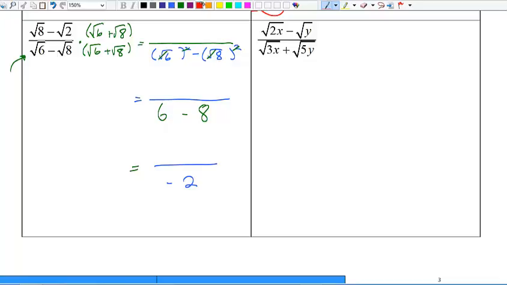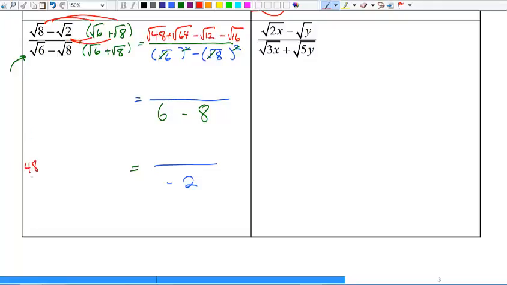Now that I've successfully got the denominator to not have a radical, now I'm going to go back and distribute my numerator. There's no shortcuts on this because they aren't conjugates, so you can't use the difference of squares. So we have the square root of 48 plus the square root of 64 minus the square root of 12 minus the square root of 16. It looks like a lot of those are going to reduce.